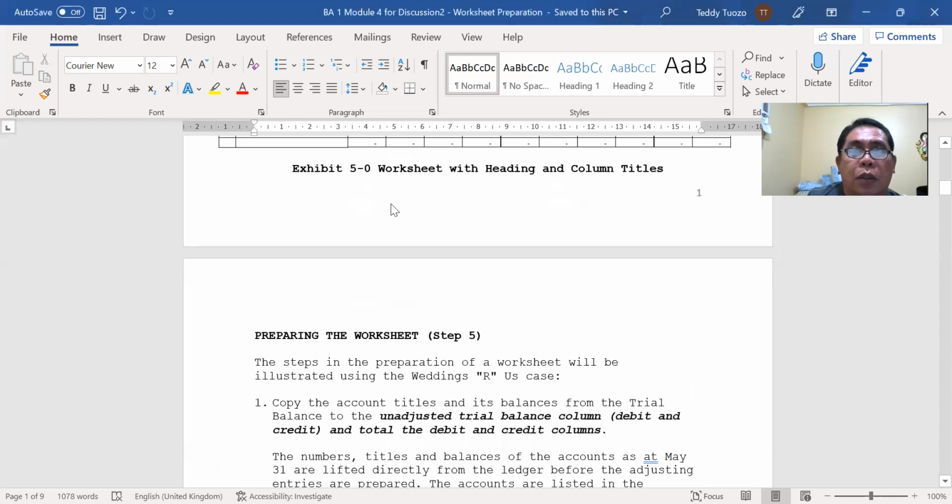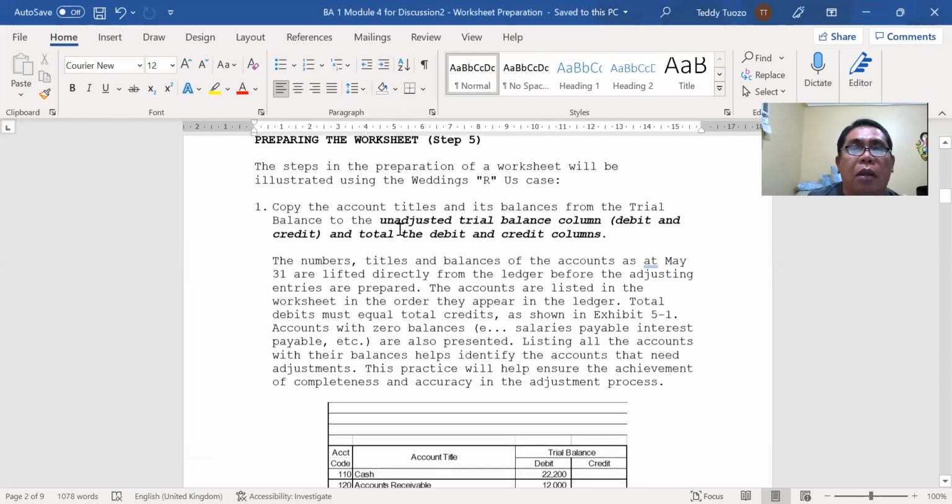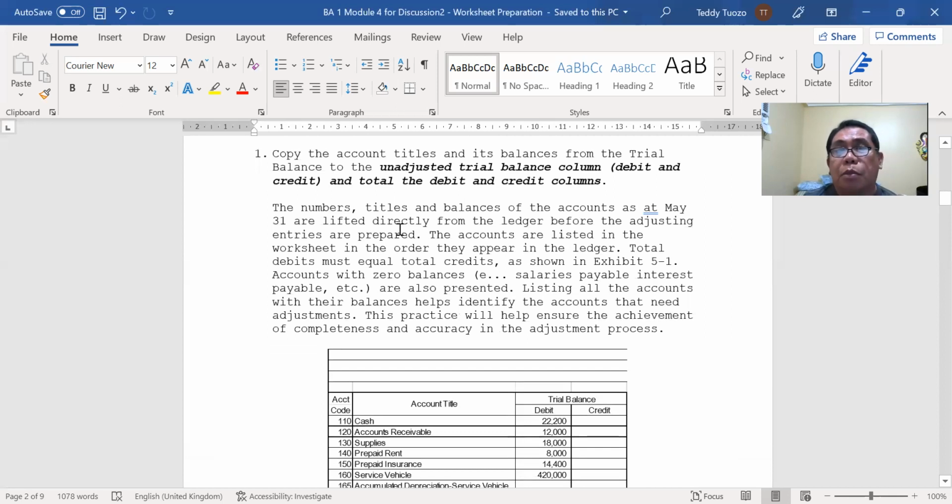Okay. So how do we prepare the worksheet? These are the steps. Copy the account titles and their balances from the trial balance to the unadjusted trial balance column only. No need to specify, because it is understood that it is the unadjusted trial balance. And total the debit and credit columns. Whatever is the total in your trial balance should also be the same total in the trial balance column in the worksheet.